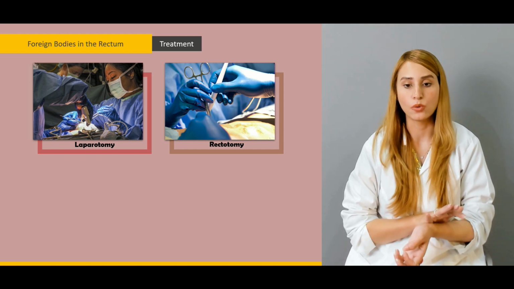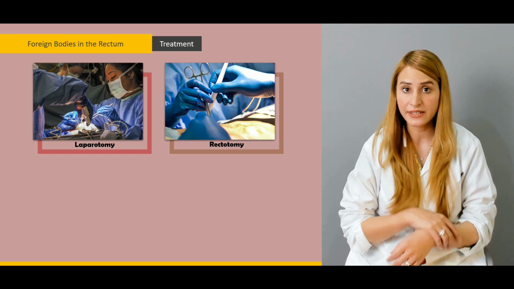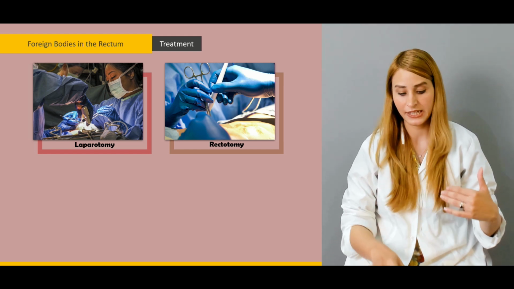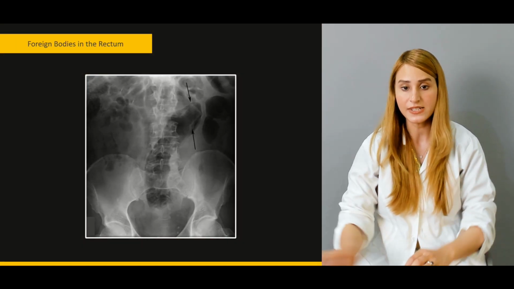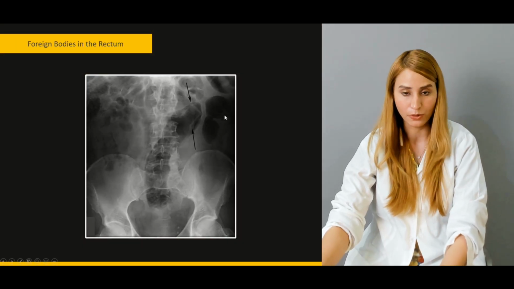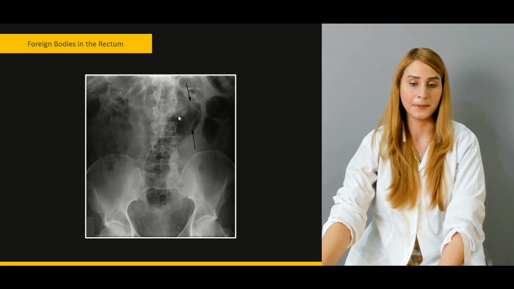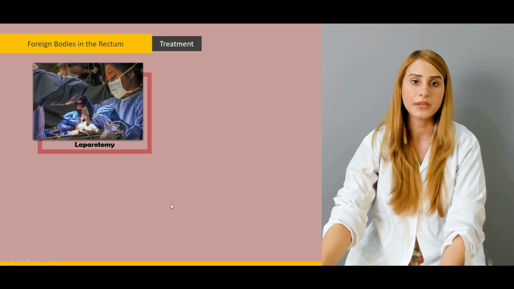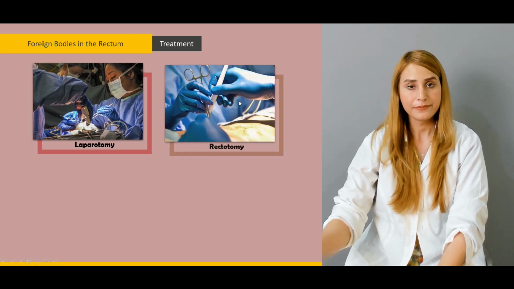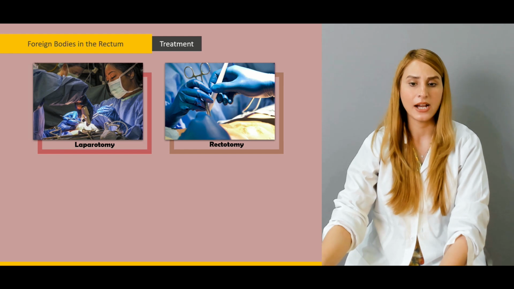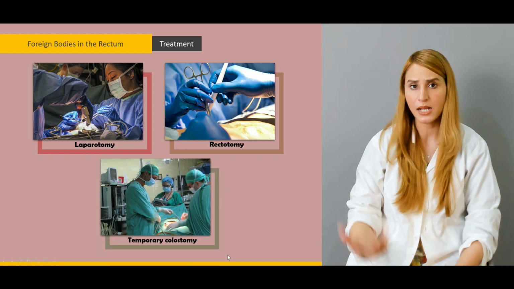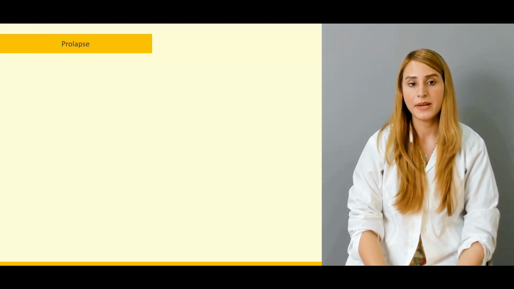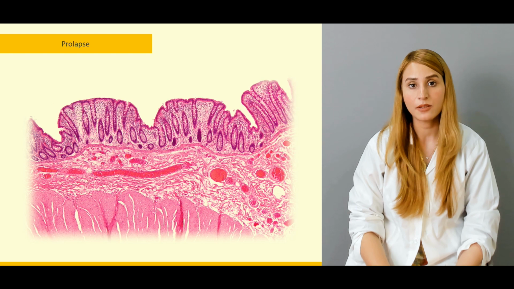If it's in the lower rectum, then rectotomy is sufficient. If it's involving the upper rectum and the colon, like in the case of the previous slide, you can see here it's involving the sigmoid colon. So in this case, where it's high up in the rectum or in the sigmoid colon, then you go for laparotomy. But in case of the lower rectum, you have to go for rectotomy, or sometimes you have to go for a temporary colostomy. So this was the treatment for foreign bodies.